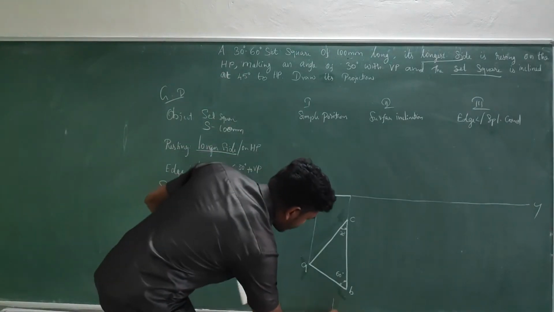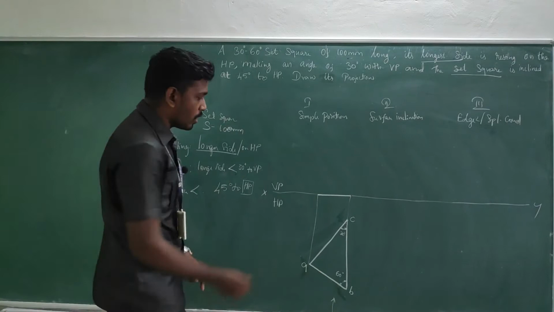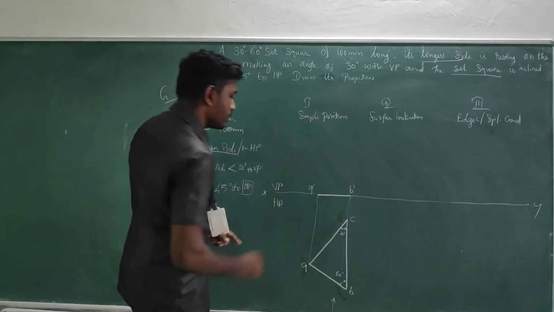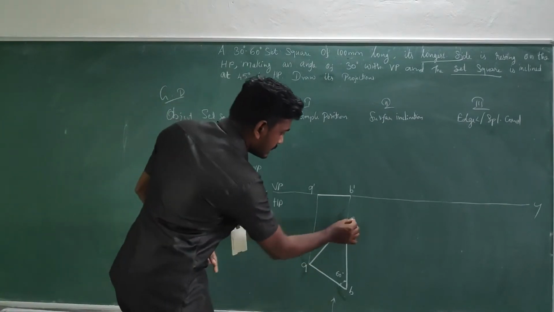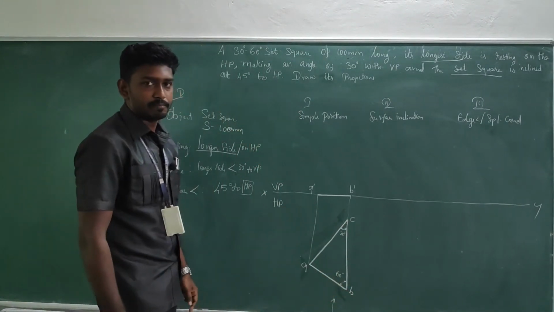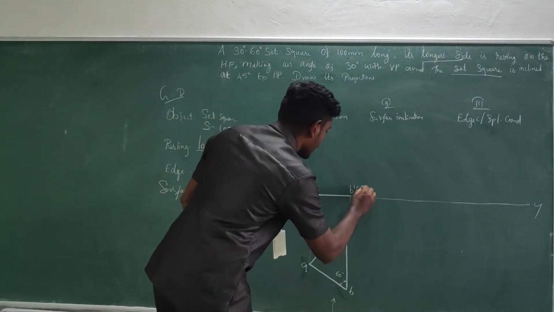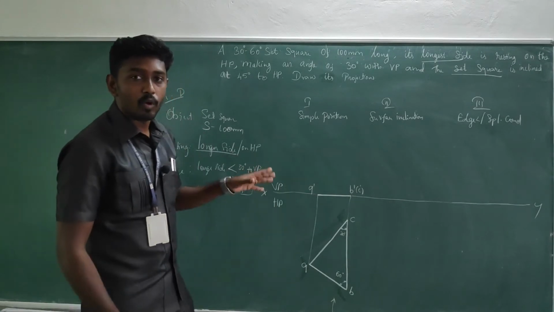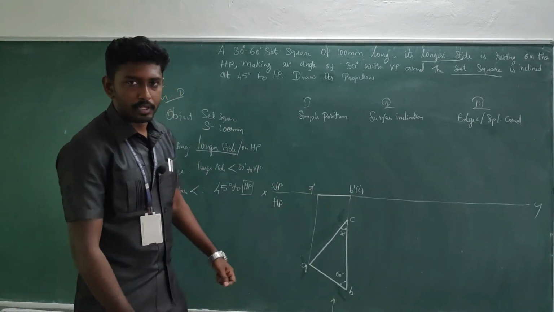So here is the observer position. So A, B will be a visible one. A, B is a visible one, and C is an invisible one which is lying behind B. So near B, I have opened the bracket and named it.